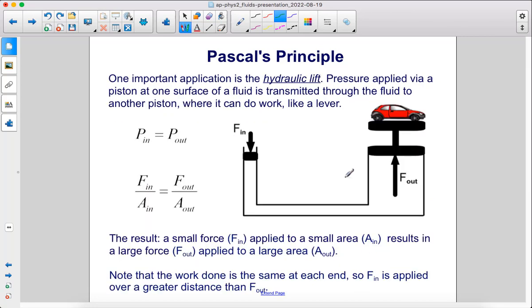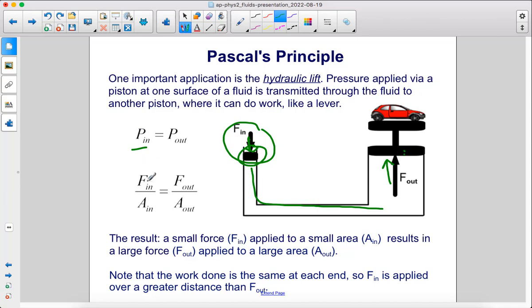One important application is the hydraulic lift. Pressure applied via a piston at one surface of a fluid is transmitted through the fluid to another piston where it can do work, like a lever. The result is that a small force applied to a small area results in a large force applied to a large area. So since the pressure being increased here is going to be the same everywhere in the fluid, that same pressure is going to be applied there.